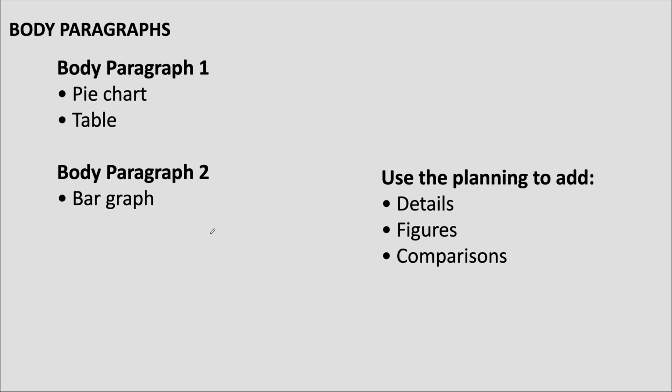Now let's write the body paragraphs. There isn't a fixed number of body paragraphs in writing task 1. It depends on the question and on how you want to organize the information. In this question, we'll write 2 body paragraphs. There are 3 charts, but the pie chart and the table are quite simple. There are only 1 or 2 main points we need to mention in each of them, so we'll describe them together. We'll then write about the bar graph in the second body paragraph.